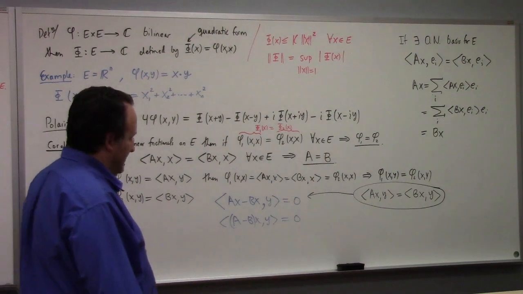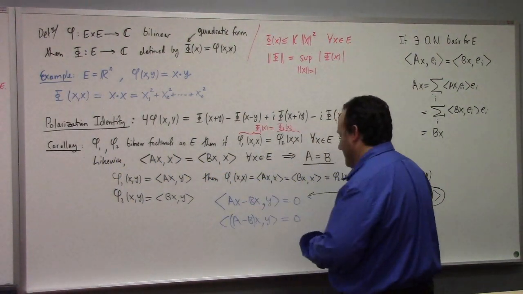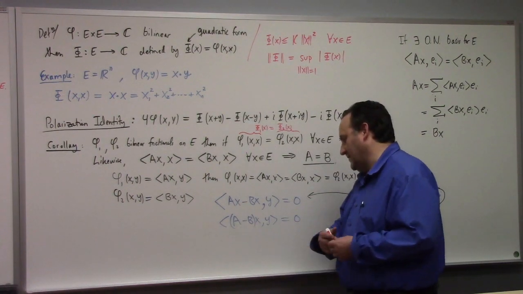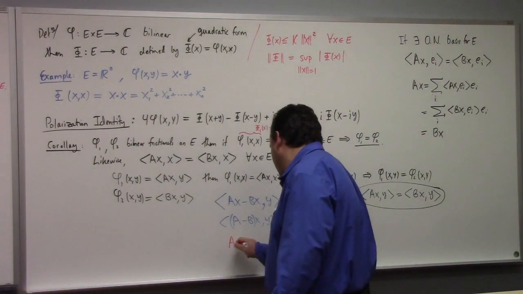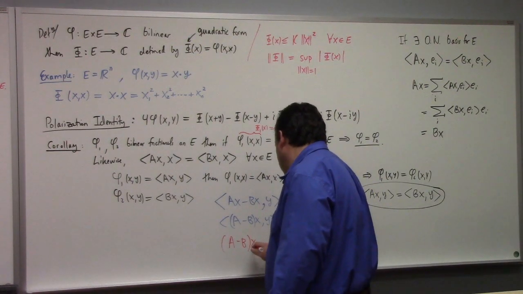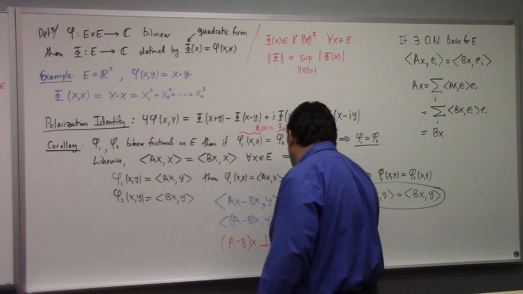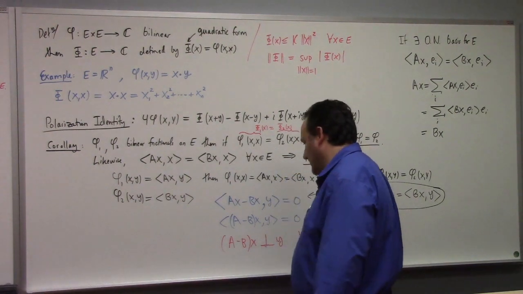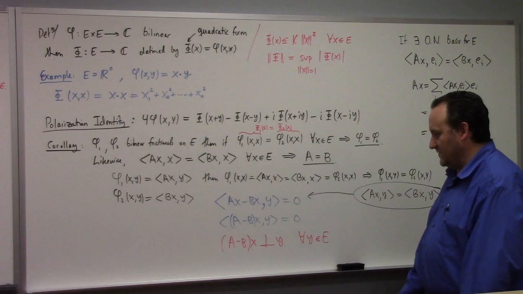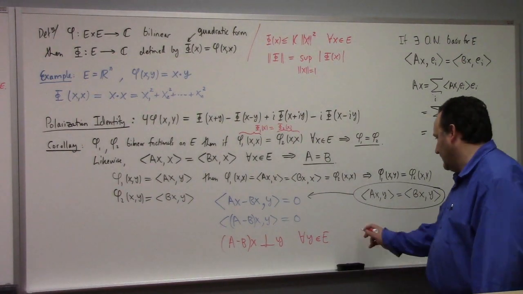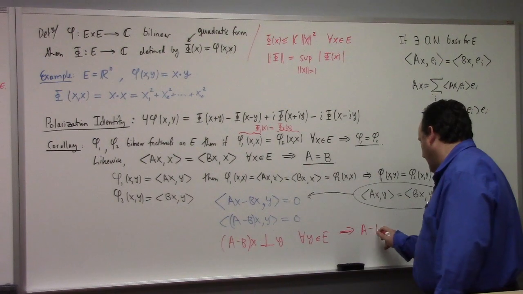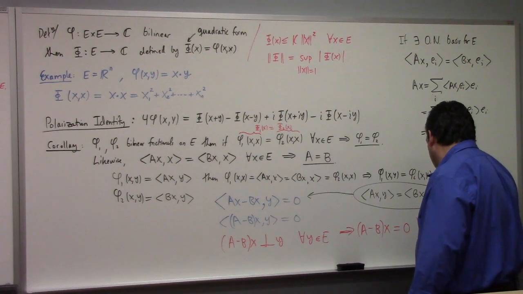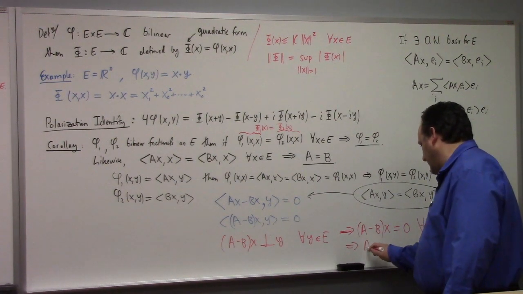Well, this does say that. Okay, it's closer to what I want, but this says that the vector (A − B)X is perpendicular to Y for all Y in E. So that should imply that (A − B)X is equal to 0 for all X, right? Which then implies A equals B.